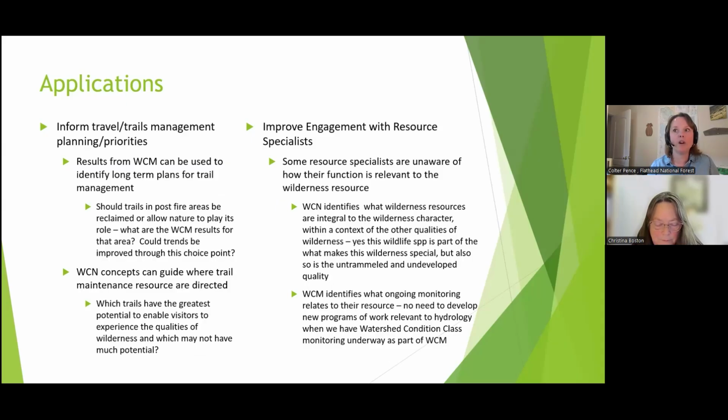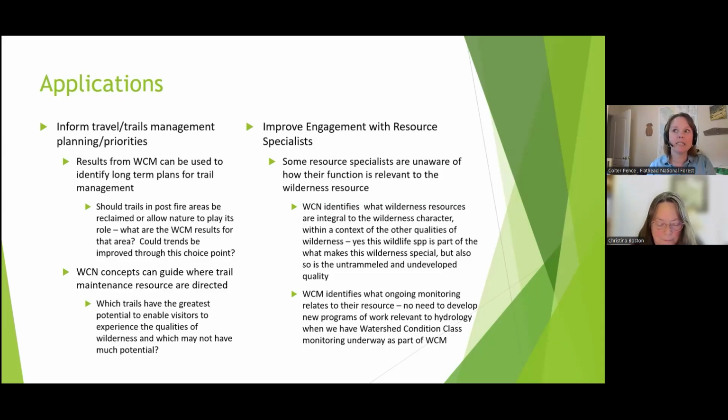They can inform travel planning, trails management planning, priority setting for trails. This is an example that somebody shared with me from the Southwest. I believe that they were in New Mexico, and they were referencing some of the very large impacts from the very large fires they've had for a number of years, and they were questioning which trails in their wilderness they would work to reclaim or allow to disappear from the landscape, given the reset button that was pushed because of the fire.